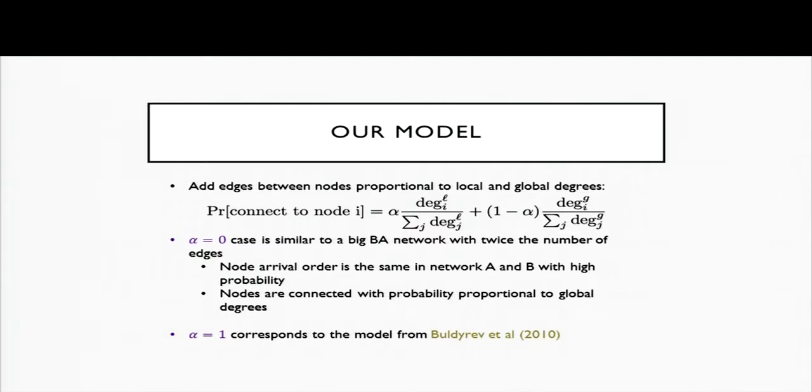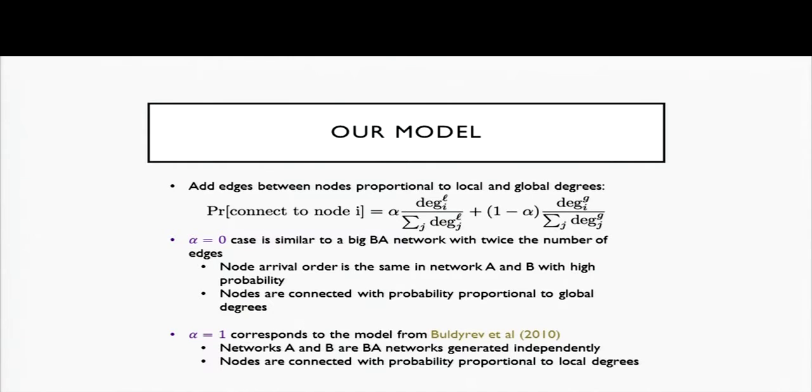And then, of course, the alpha equals 1 case corresponds to the model from Boldyrev et al., where you have two networks that are generated independently because, of course, this term dies. And so we only care about local degrees. So essentially, network B doesn't even know network A exists and just forms independently and connects with probability proportional to local degrees.